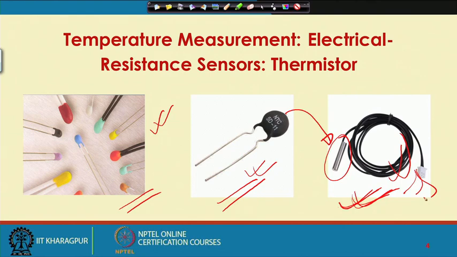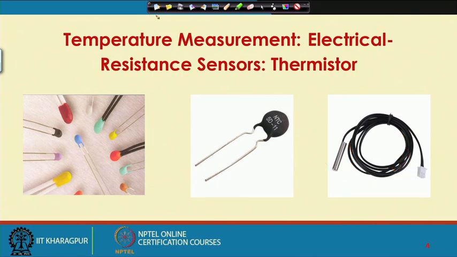So, you need to read the label, it will be written whether this is a thermistor or whether it is RTD. Whenever you look at an instrument, always try to read the label. Manufacturer supplies several important informations in the label.